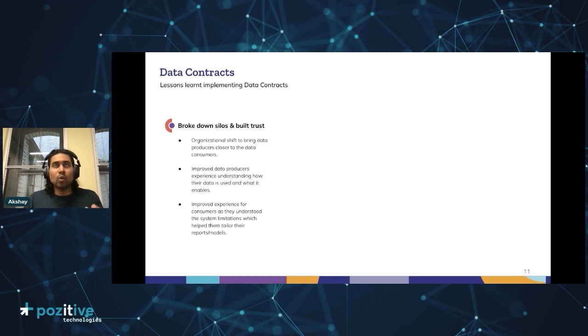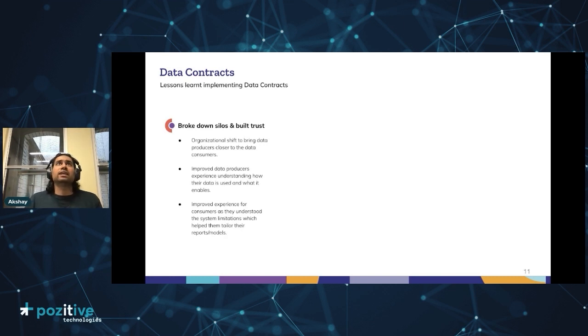So what data contracts helped us do is break down the silos between the producers and the consumers. Just like with DevOps, where the developers and ops came together and started to talk to each other, data contracts helped us break silos between the producing teams and the consumers, who were then using data for different analytics and data science use cases.